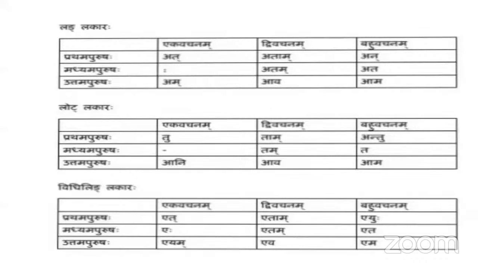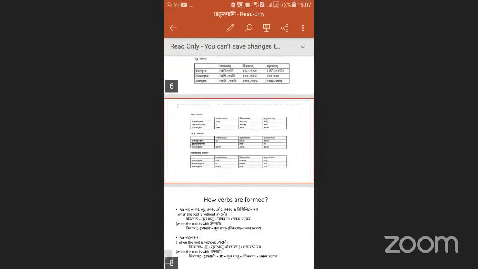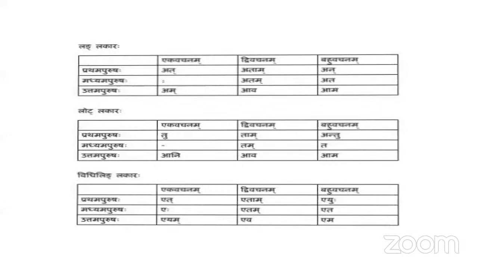Maybe these endings are different in your books. It may be it, itam, iyuhu, ihi, itam, ita, iyam, eva, ima. So if the endings start with e in your book, you have to follow those endings only. And for this, if you have a book, sorry, you have to take the first screenshot now. Take a screenshot of this.